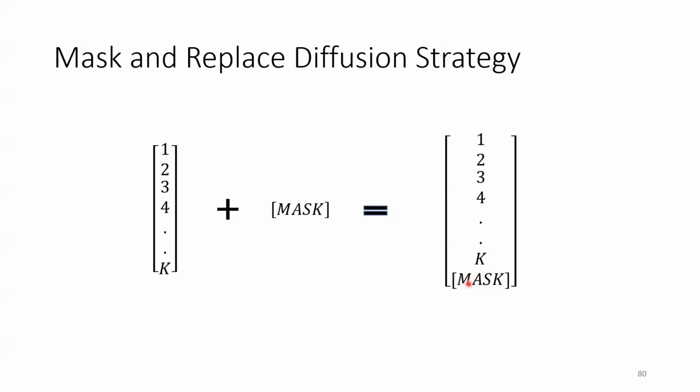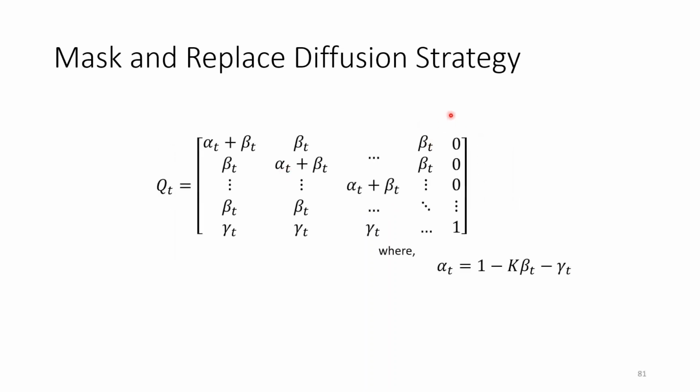So what is this mask category? Before moving into that, since the state space has changed, let's look at the transition matrices as well. The transition matrix in the top left corner is exactly the same as before. It's just that we have added a new row and a new column. In the new row, a new parameter has been introduced, which is gamma t, and we know how to obtain gamma t from alpha and beta.